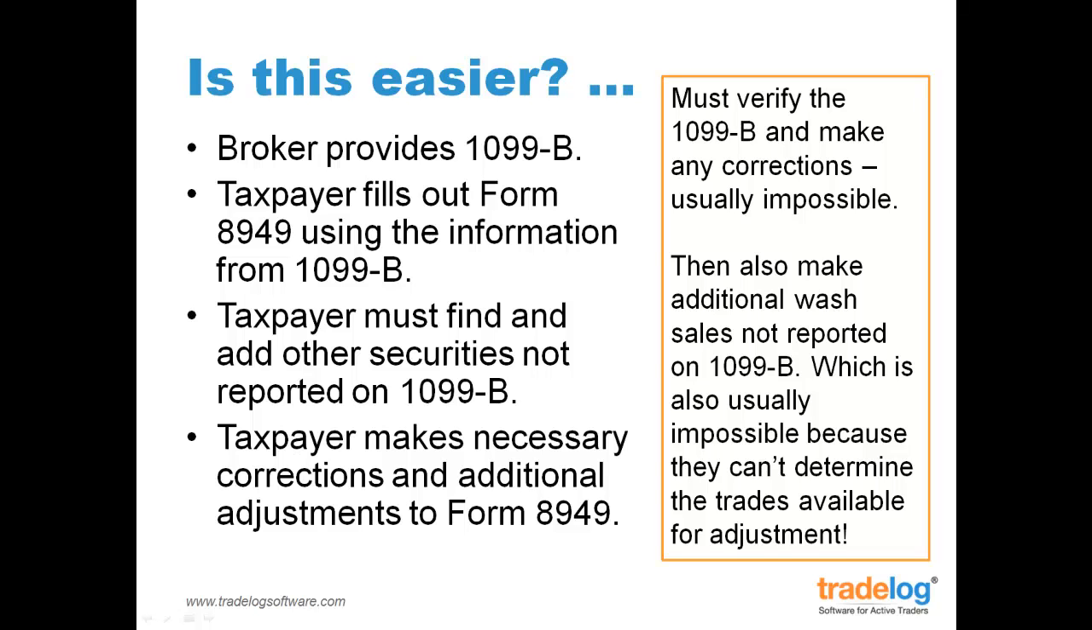Besides that as well, the taxpayer often isn't told that they have more wash sales that are not reported on the 1099-B, so they may not even be aware of the fact that they need to make those additional adjustments. So right away in this system, we have a big flaw. How does this make it easier for the taxpayer? Because they're being asked to do what may be impossible tasks.